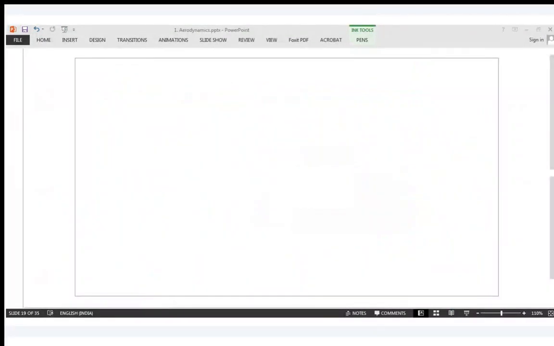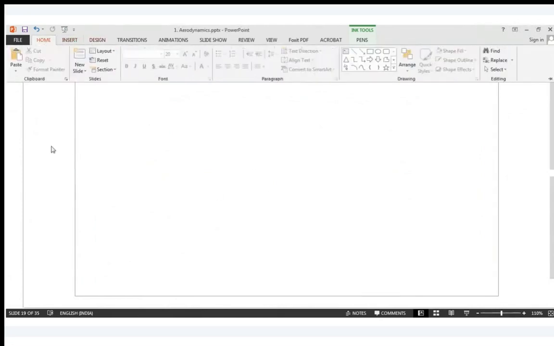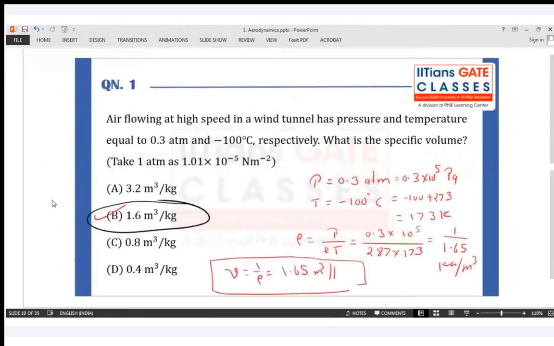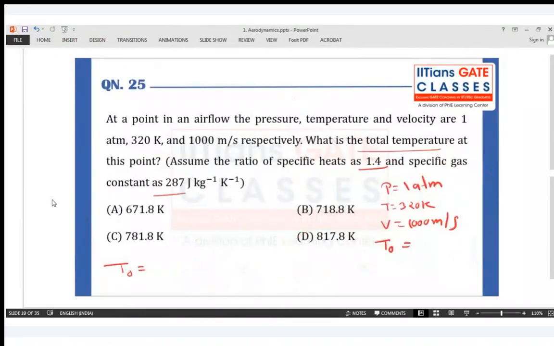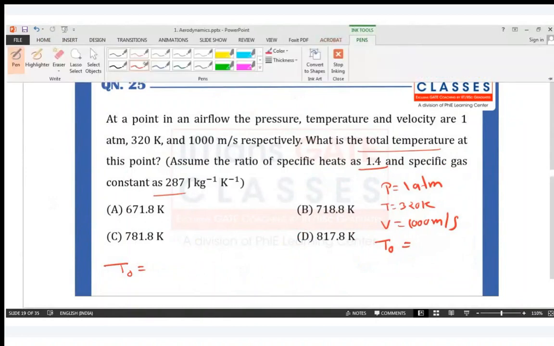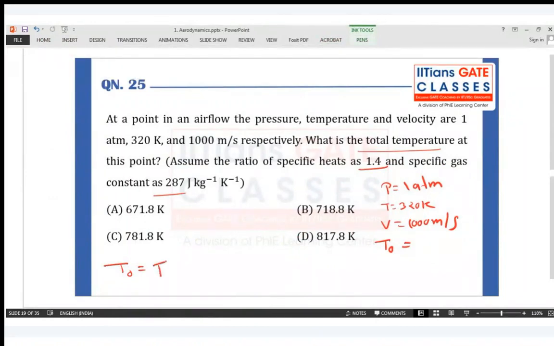See, there's a direct formula which connects the total temperature with the static temperature. I don't know what is happening to the PPT. It's going blank. Okay, yeah, it is there. So total temperature is equal to static temperature plus V square by 2 Cp. Is everybody familiar with this formula? Yes, sir. Okay, that's good. Just use it directly.